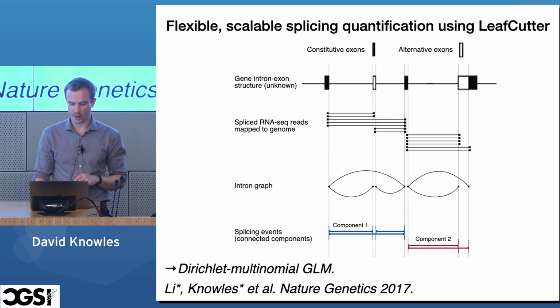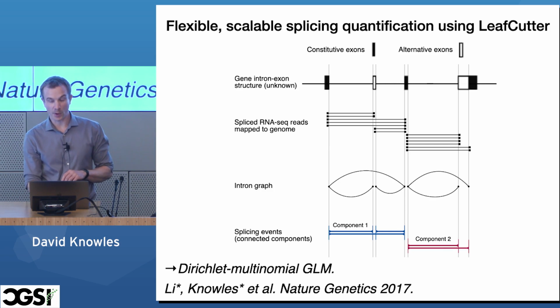So if you have some gene here where the black blocks are corresponding to constitutive exons and the white to alternative exons or sub-exons, then what leafcutter does is to look at the spliced reads in this region from your RNA sequencing data. So these are reads where part of the read aligns to one exon and the remainder to another. And what the algorithm does is to construct this intron graph. So here, nodes correspond to starts and ends of these splice junctions, or introns, if you want to think about it like that. And the edges are the junctions themselves. And then we look for connected components in this graph.